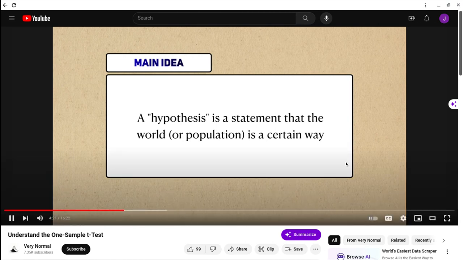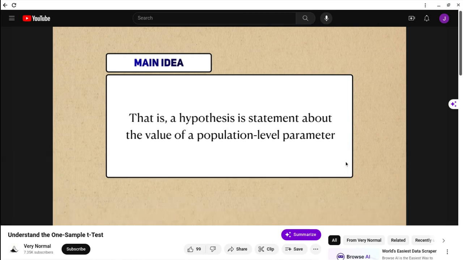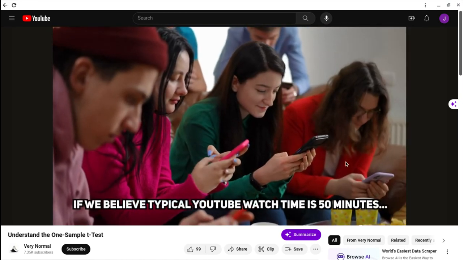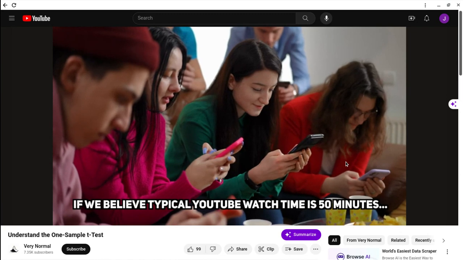In this context, a hypothesis is a statement that the world or population is a certain way. To be more precise, a hypothesis is a statement about the specific value that a population parameter takes. For example, we believe that the average video watch time of someone who watches YouTube is going to be 50 minutes.